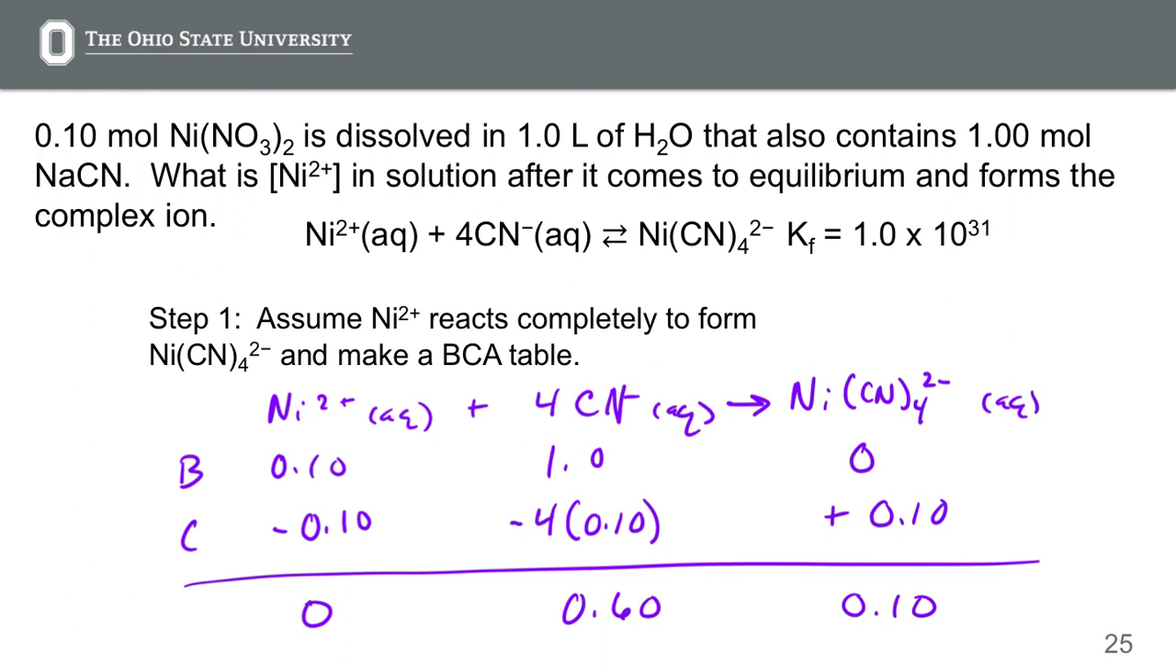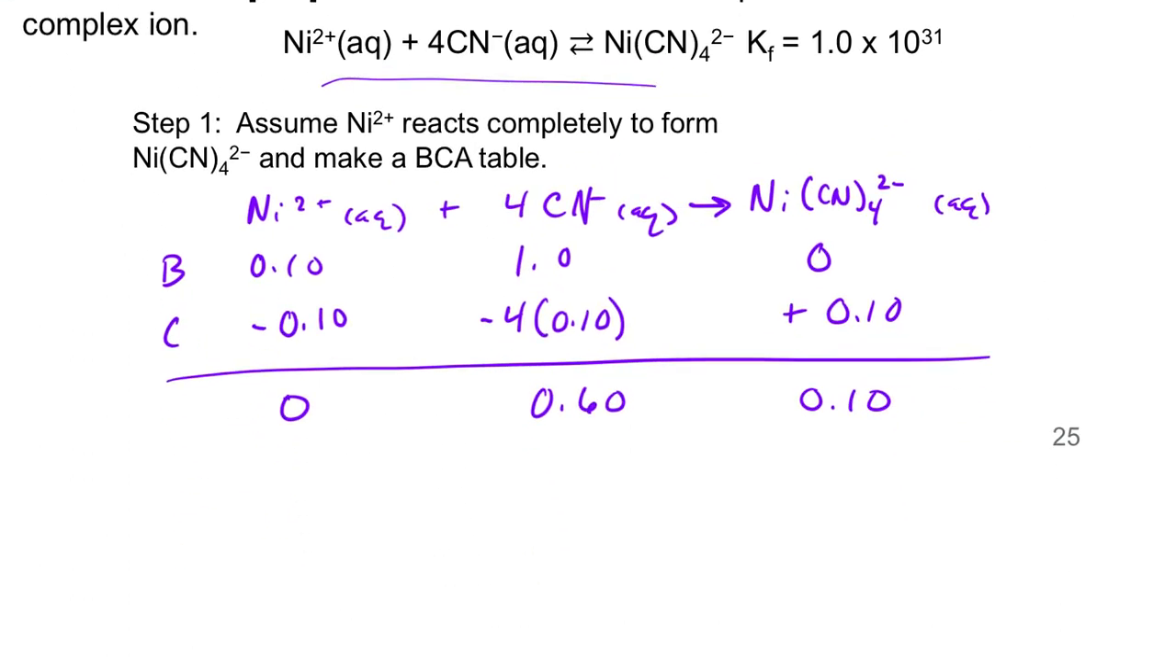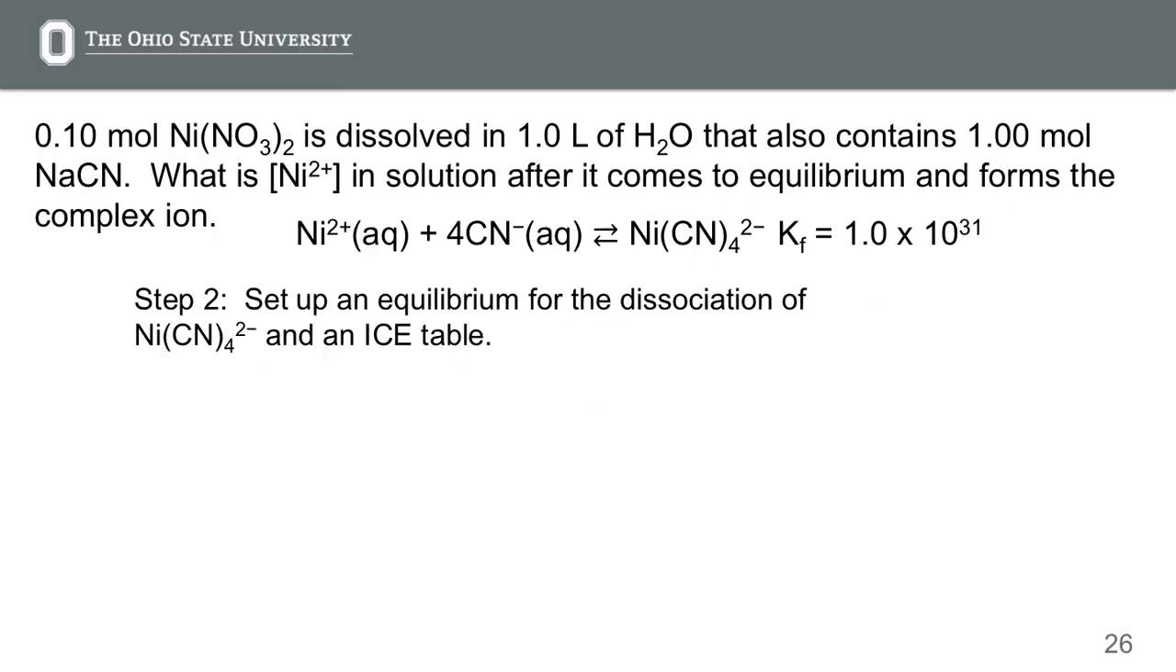So really the point of this table is to figure out how much CN minus is going to be left over. We know that the formation of the product is 1-to-1 just based on this equilibrium, but we need to know how much of all of these species are going to be left over so we can fill out our equilibrium table correctly. Okay, go on to the next page.